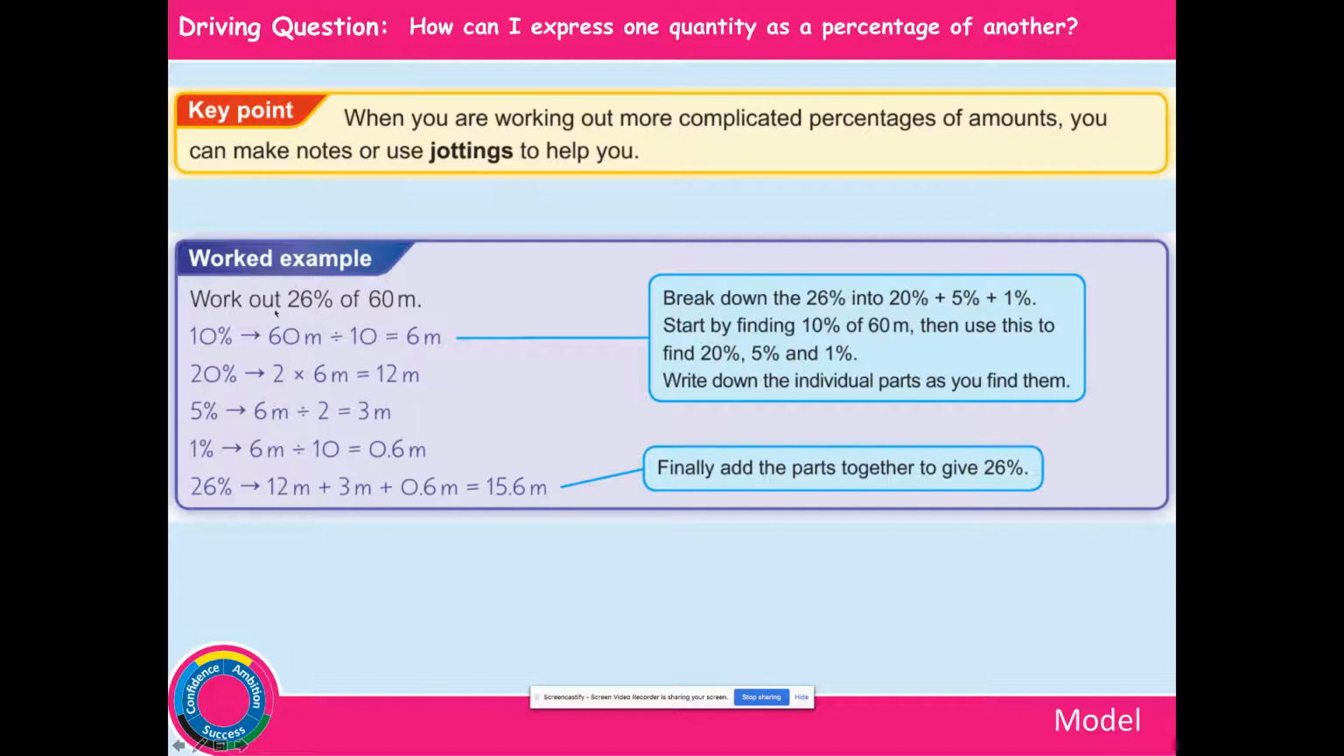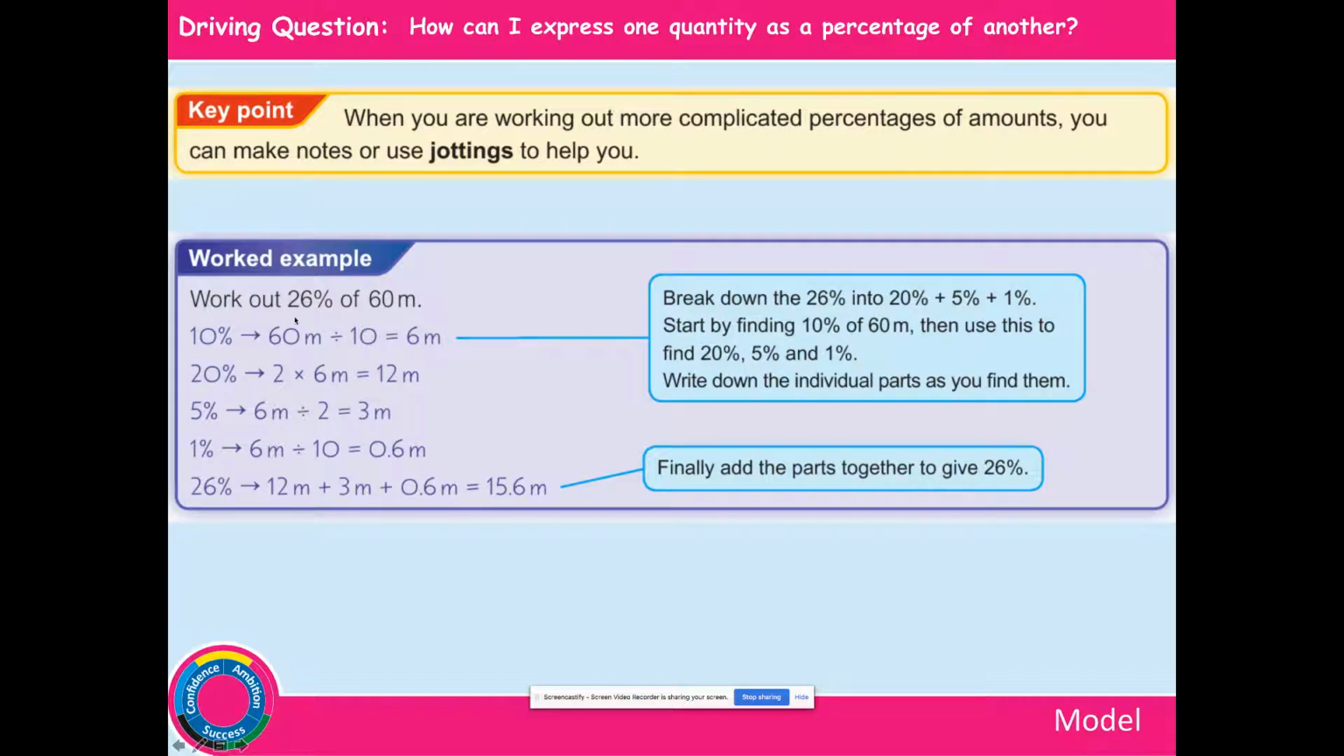But we want 20, not 10. So if we multiply 10 by 2, we get 20. So we need to multiply our 6 metres by 2, our answer. So 2 times 6 metres is 12 metres. So we've got the 20, but we need 26. So we've got to work out how we can get the 6.